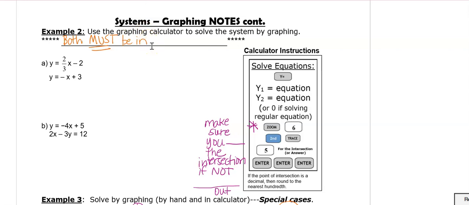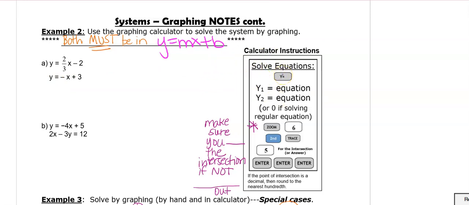First thing you need to know is they both must be in y equals mx plus b in order to use y equals on the calculator. So that's what we're going to use is y equals on the calculator. So when I look at A, I notice they're both already in y equals, so I'm ready to go to the calculator. Here are your calculator instructions right here, okay?